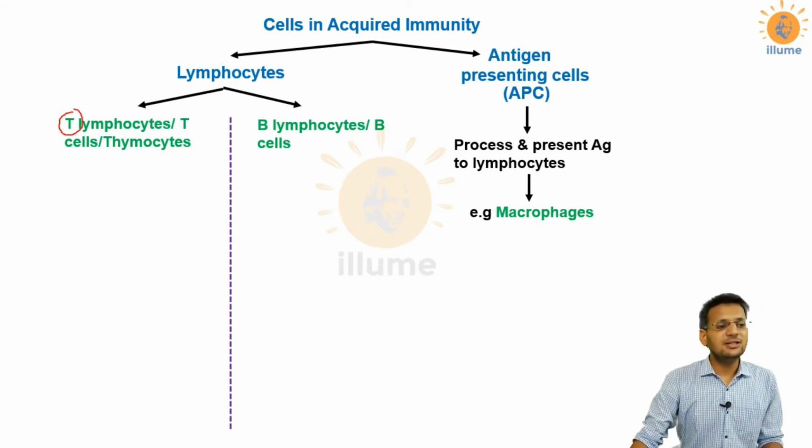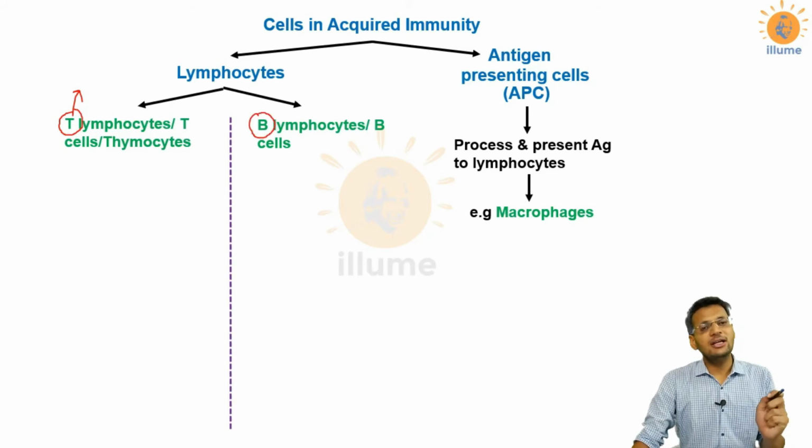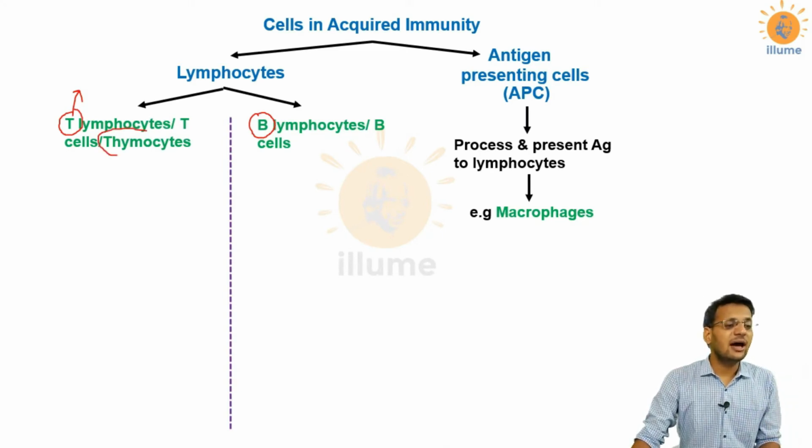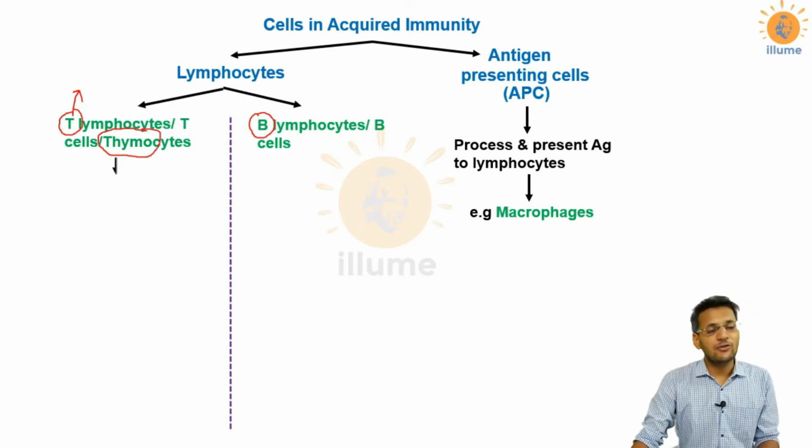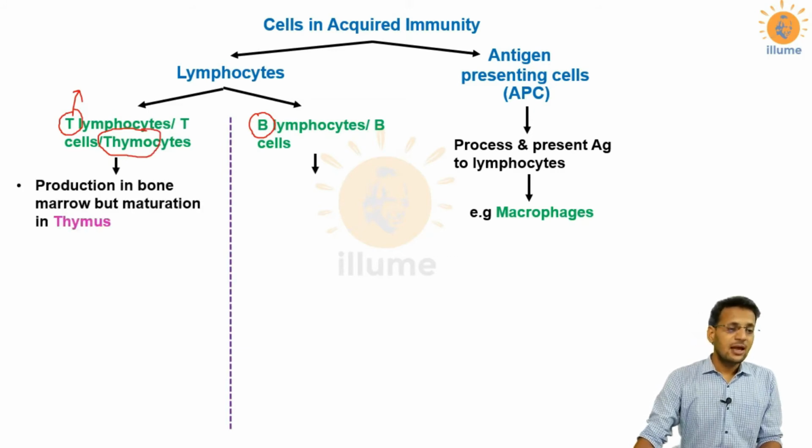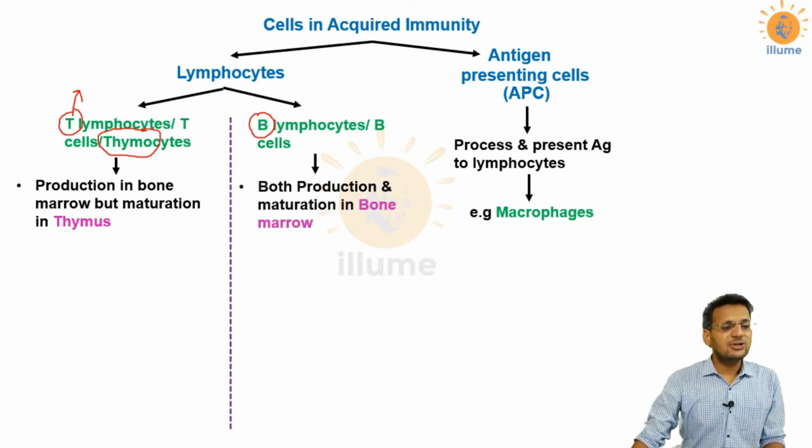You can remember this by their initial name. T cell, T means thymus, and B cell, B comes from bone marrow. Now B cells are called B cells not because of bone marrow, there is some other fact behind this, but T cells are called T cells because of the thymus only, and that's why we say thymocytes, which means cells of thymus. T lymphocytes are produced in bone marrow but mature in thymus. B lymphocytes are produced and matured both in bone marrow.